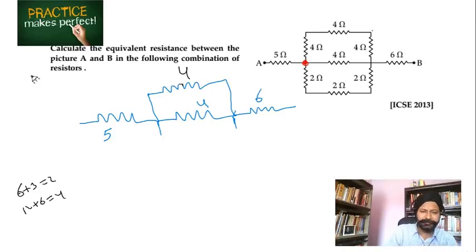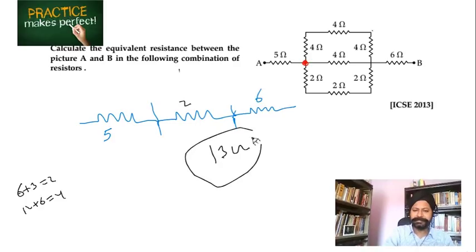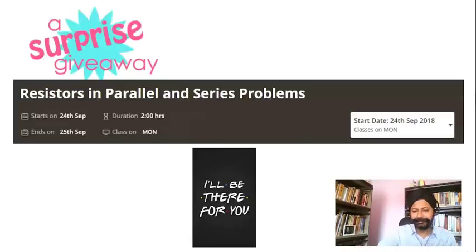तो 4 + 4 2 हो गया, तो इसको भी हटा दिया मैंने. And then I say oh this is 2. अब तो सब कुछ सीरीज में है यार. 6 + 2 is 8 + 5 is 13 ohms. आंसर डन, 100% मार्क्स. ठीक है भाई, एवरीबडी क्लियर? ये हो गया.